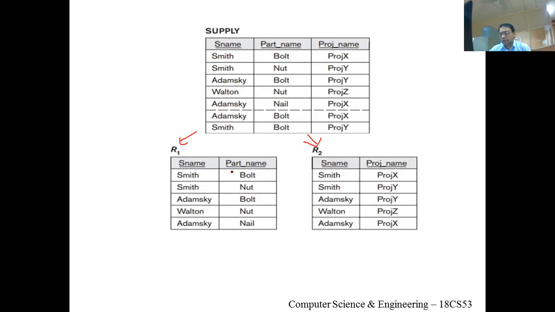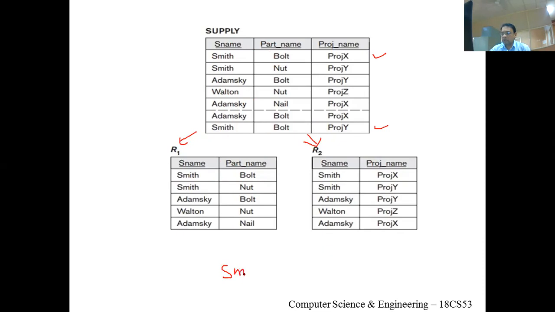Let us check it. Smith, Bolt, Smith, Project X. So that is there, we are getting it. Next, Smith, Bolt, Project Y. Yes, that is there. Next, Smith, Nut, Smith, Project X. Smith, Nut, Project X is not there. That means those are the spurious tuples that we are going to get.